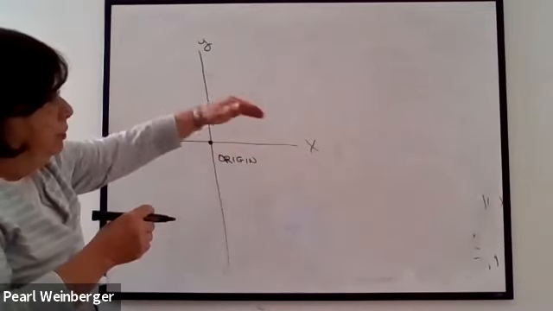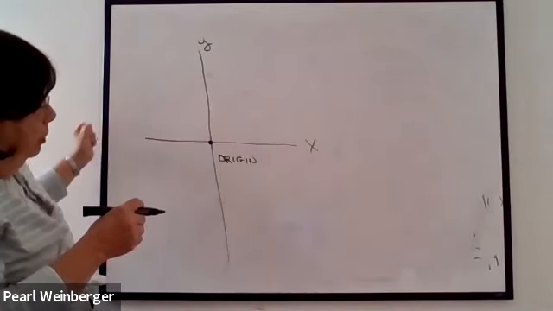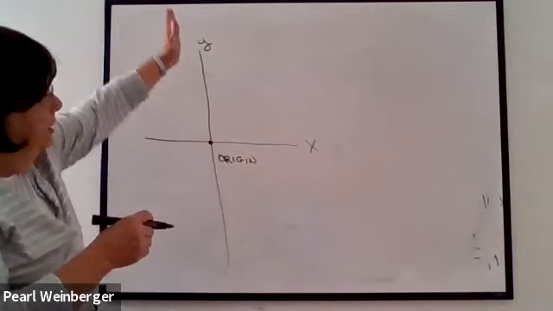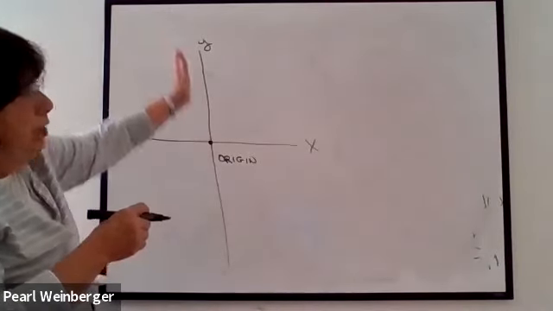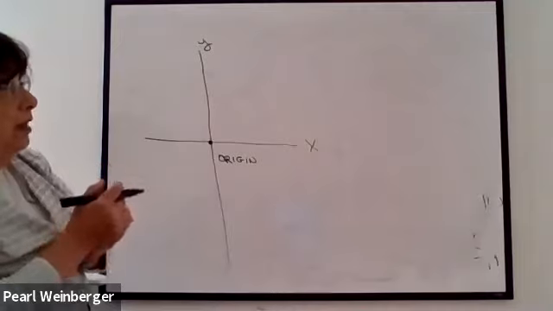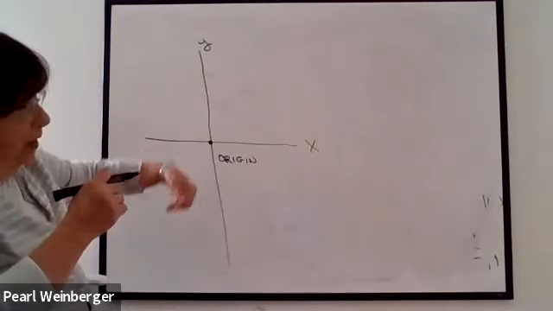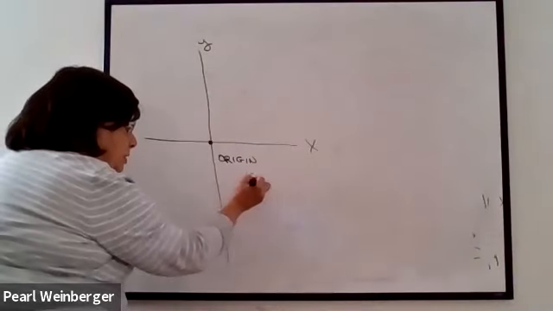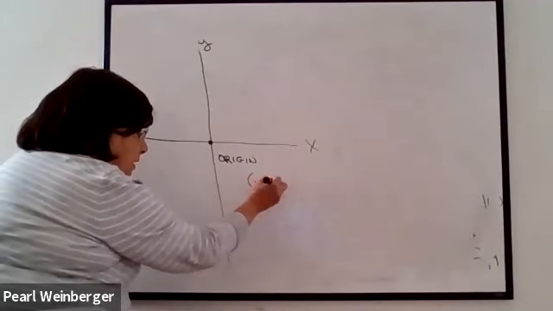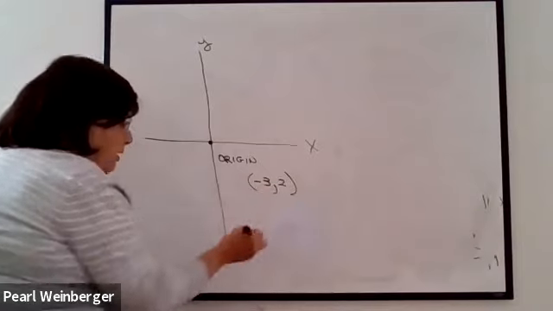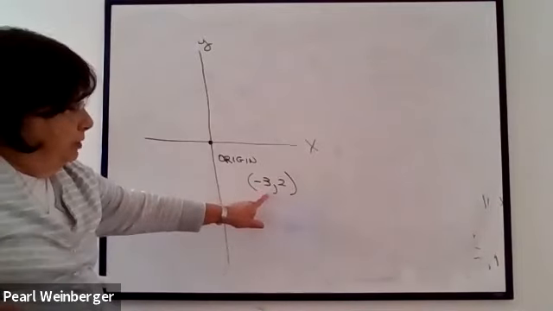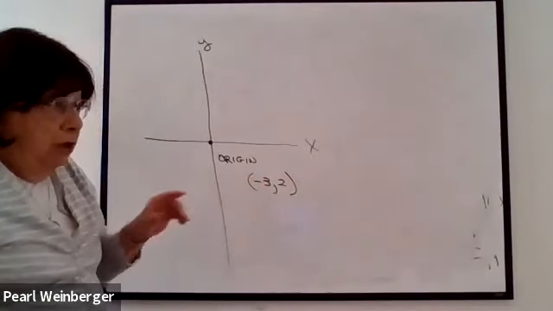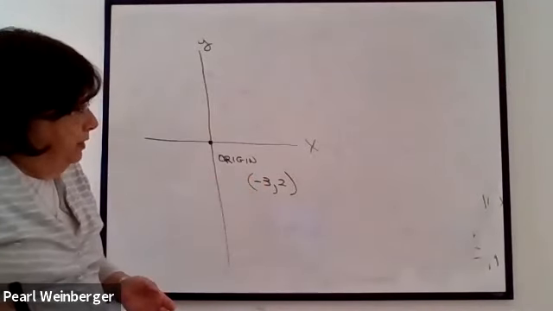If it's positive, you go to the right. If it's negative, you go to the left. The second coordinate, the second number, is the number that tells you how much to go up or down. Again, if it's positive, you go up. If it's negative, you go down. So if I have something that looks like this, -3, 2, this is called an ordered pair of numbers. It represents a point. So I will very often call the point -3, 2.